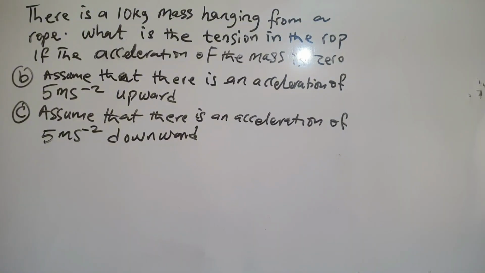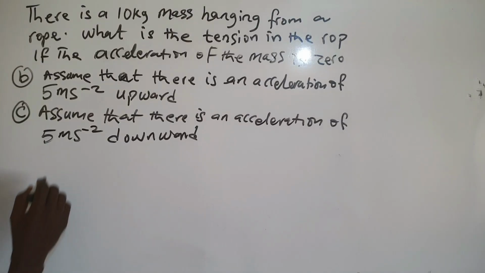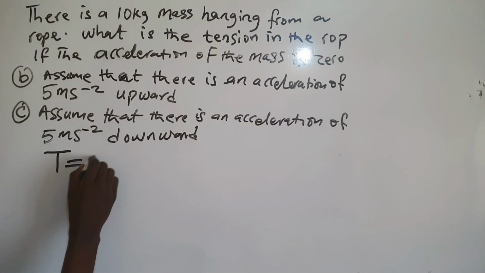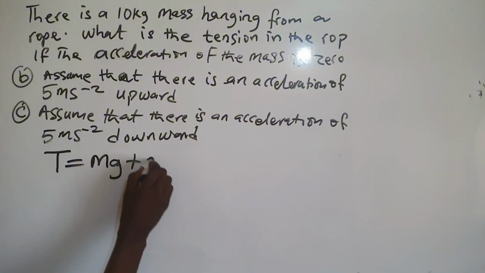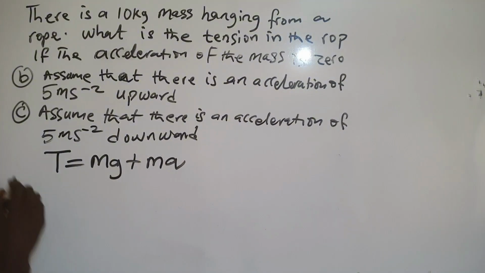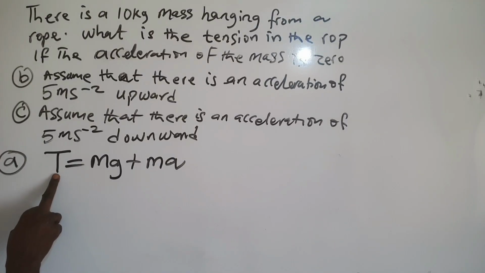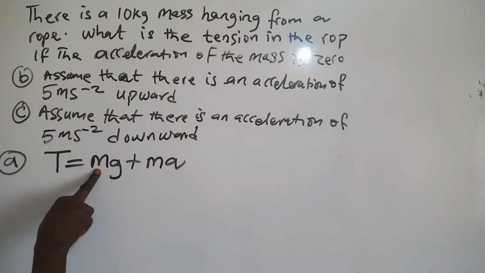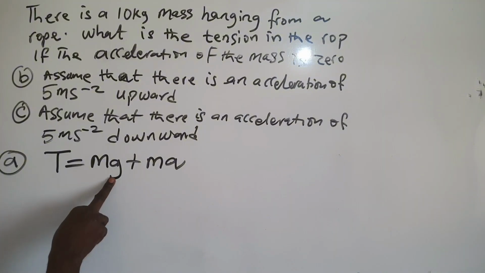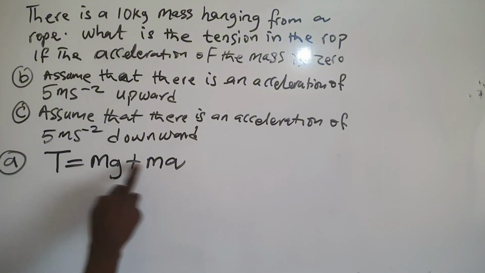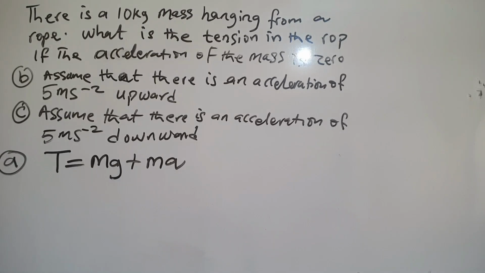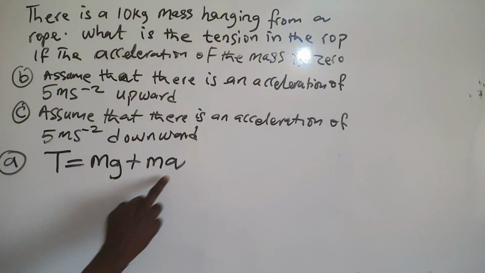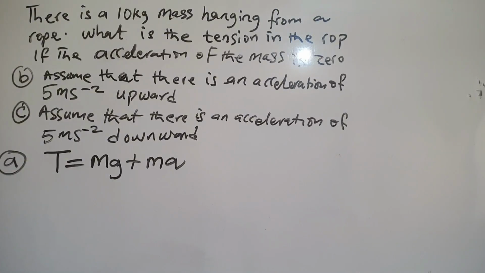Now remember that tension has a formula which says T equals mg plus ma. So solving for question A, using this formula, T stands for the force of tension, m stands for the mass that is hanging, g stands for acceleration due to gravity, and a is the acceleration of the object if it's moving. But the question says that this acceleration is 0 since the object is not moving, okay?